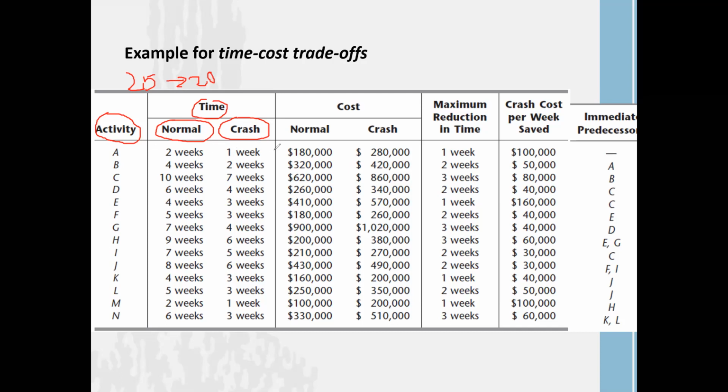That means your crash time is 1 week. You can see here the maximum reduction in time is 1 week. For activity B, originally it takes 4 weeks, but with more labor or more machines, we can expedite it to 2 weeks. That means maximally you can reduce it by 2 weeks. Another example, activity C: originally it takes 10 weeks, but you can expedite and complete it within 7 weeks. That means you can reduce maximally 3 weeks from this activity.